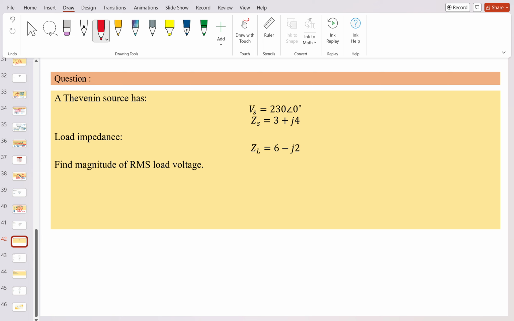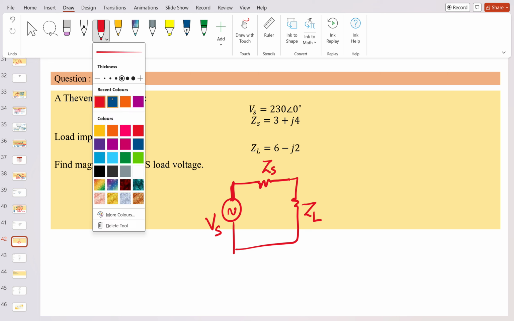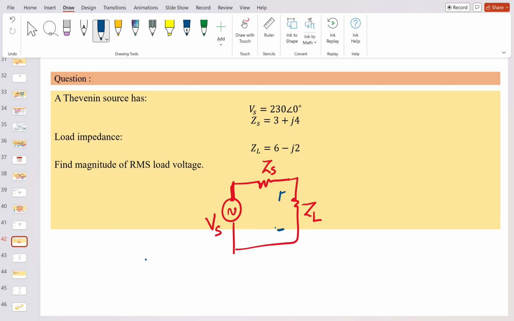Try to solve this. Let me make the architecture, it will make it easy. So the source is given. You have a ZS here, and then you have a ZL here. This is the VS. You just have to find the RMS voltage across the load. What is the voltage here? VL.